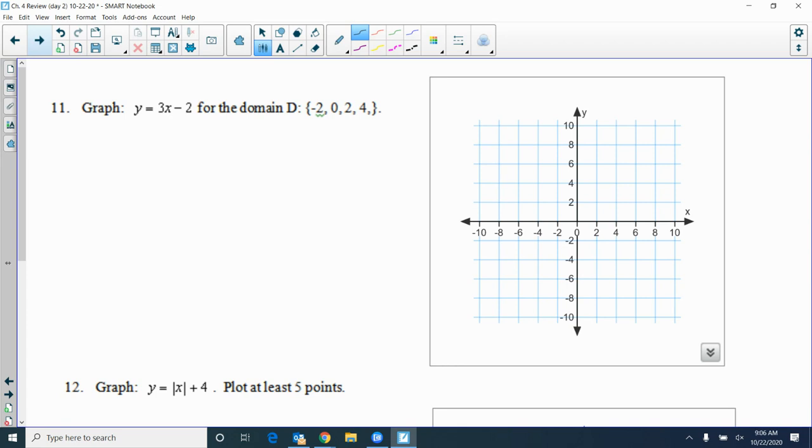So you have y equals 3x minus 2. Now on your answer sheet, is there an xy chart? What goes under the x column? Negative 2. What else? 0. Yep, so negative 2, 0, 2, and 4.